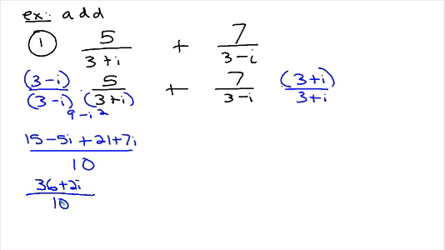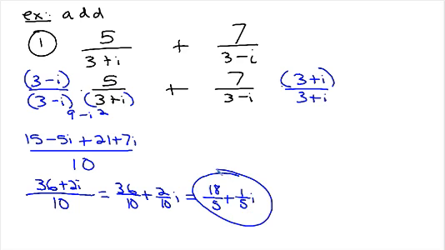And like we said, we normally split that up. Make it 36 tenths plus 2 tenths i, which is 18 fifths plus 1/5 i. Just cleaning up our fractions. And we will stop there for today.